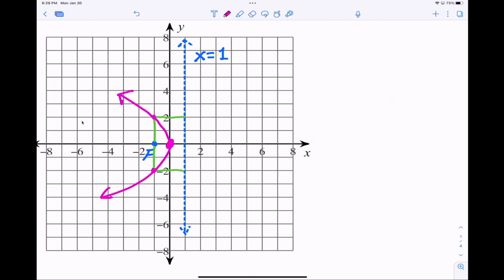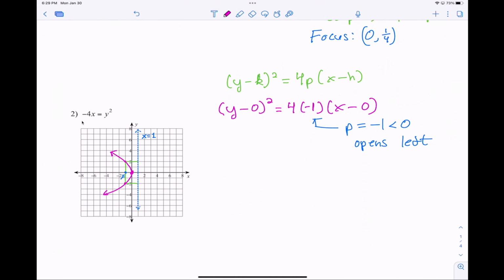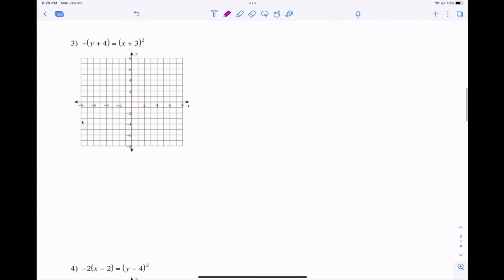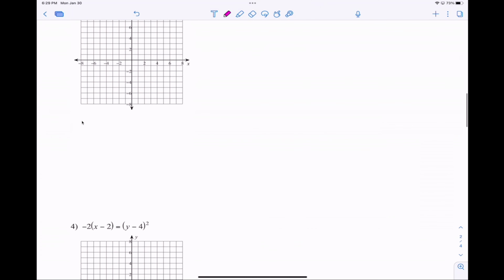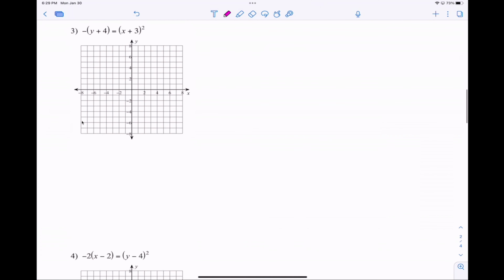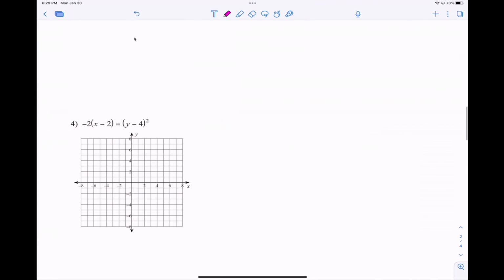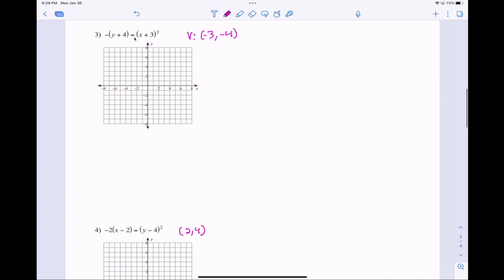Okay, that is how I would graph that parabola. The only difference between problems 3 and 4, which I'll leave for homework, is that you would start this process at different points. You would start this one with the vertex at -3, -4. You would start this parabola with your vertex at the point +2, +4. Both x's and y's are counterintuitively shifted.